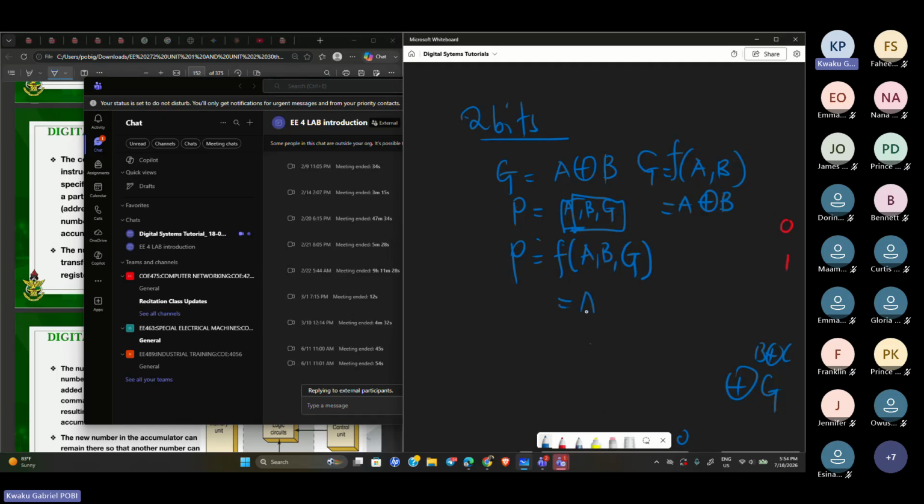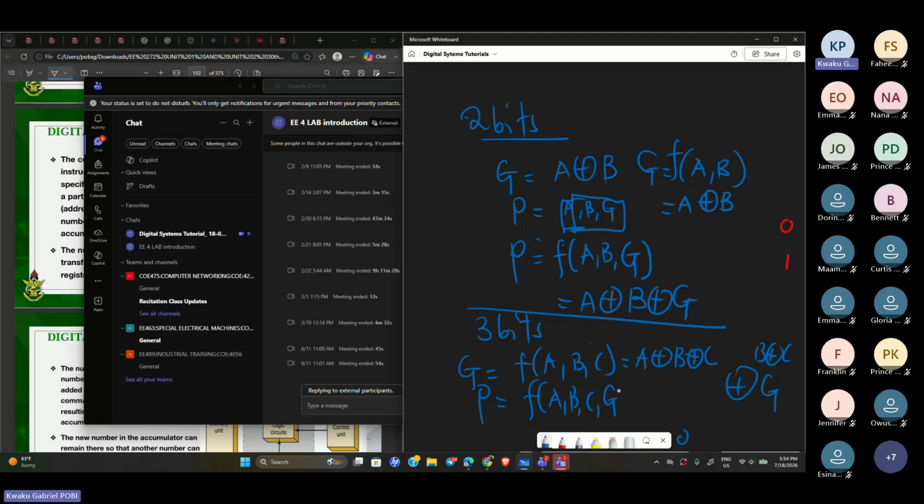And then here you will get what? A XOR B XOR G. And then we've realized that if you have 3-bit inputs, then your generator will be having 3 inputs like A, B, C, which is A XOR B XOR C. And then your parity will be having A, B, C, and then your generator together with it for the error detection and correction. So here you have A XOR B XOR C XOR G. So this was for even.